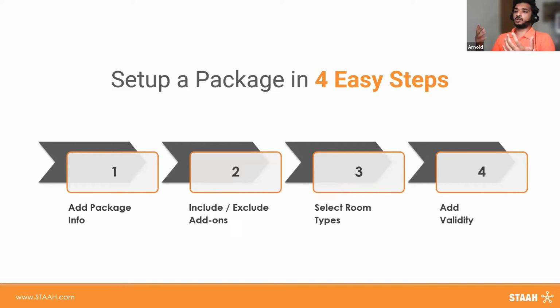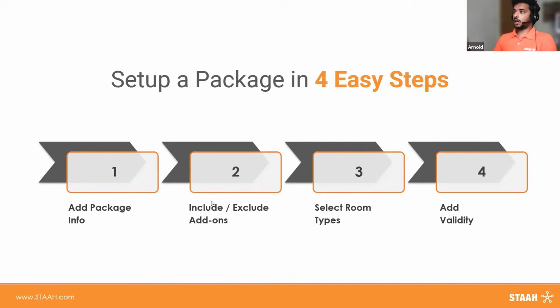So the first step would be adding the basic package information. The second step would be including or excluding any add-ons that you may like or not want to sell along with this specific package. The third one would be selecting your room types. And the fourth one would be adding a validity to your package.